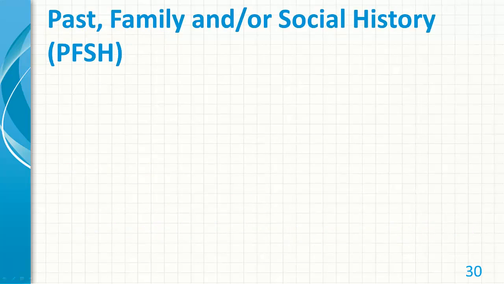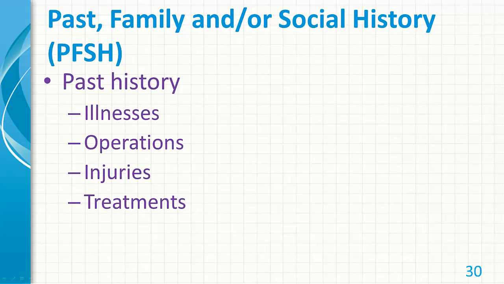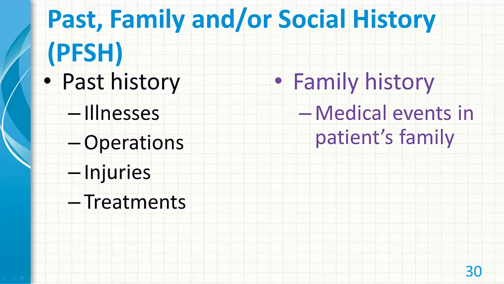The next element of history is past, family, and social history. Past history refers to the patient's past or other medical conditions and treatment. Family history is also strictly medical, referring to relatives. This may include relatives' current health status.